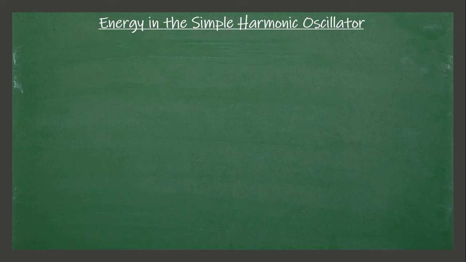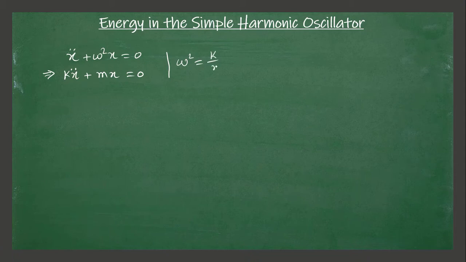Okay, so in this video we are going to discuss the energy in the simple harmonic oscillator. So let us begin with the equation of motion of simple harmonic oscillation. The equation of motion was x double dot plus omega squared times x equals 0. Alternatively, we can write this down as m x double dot plus k x equals 0, because we already defined omega squared to be equal to k over m.